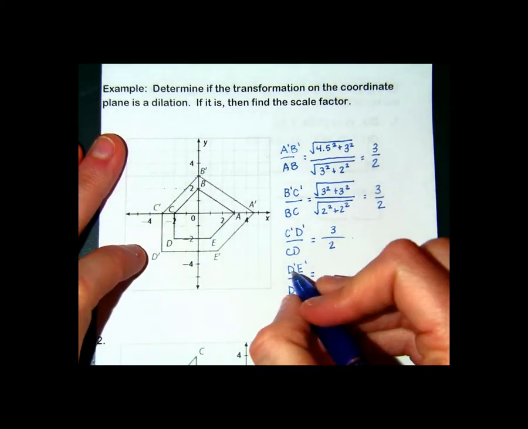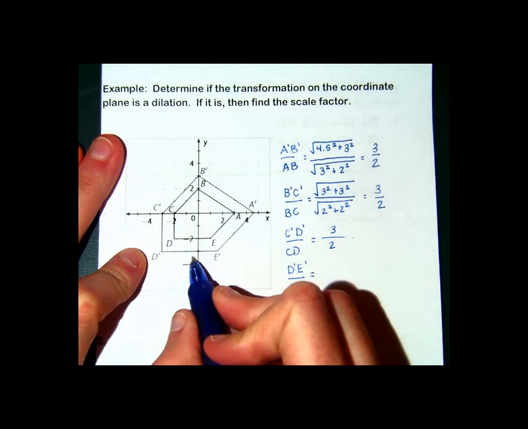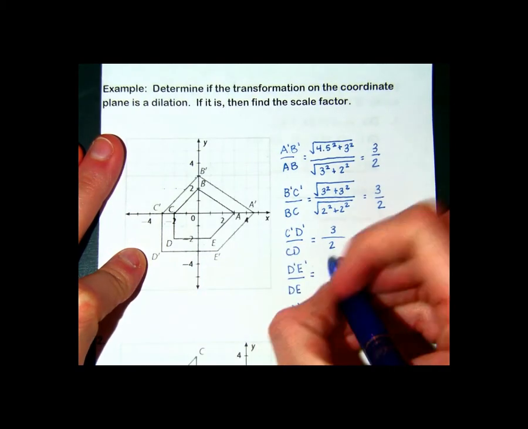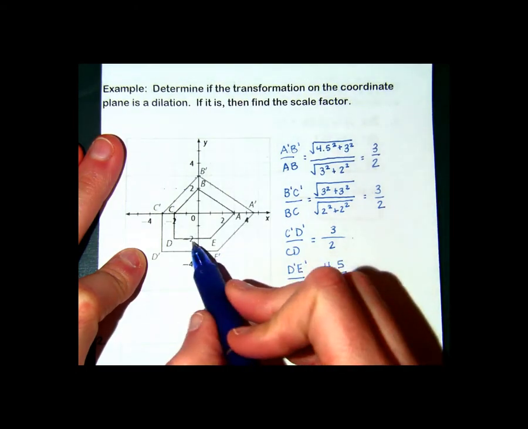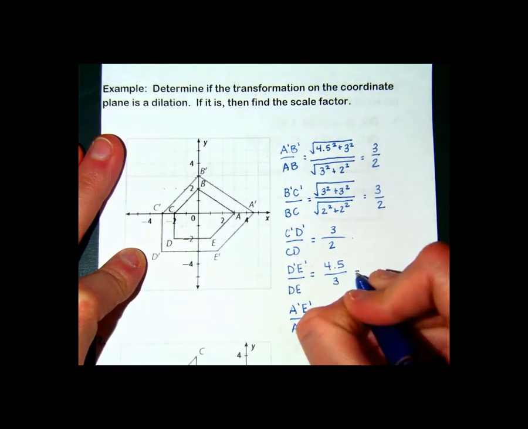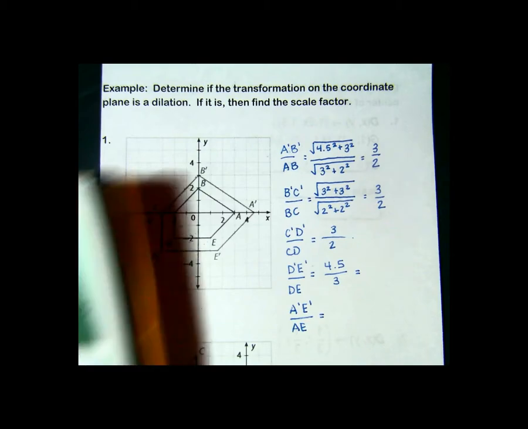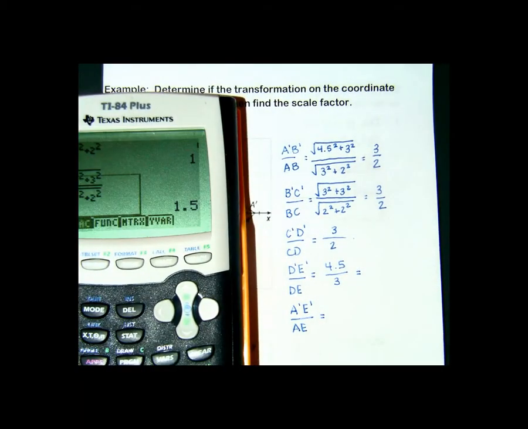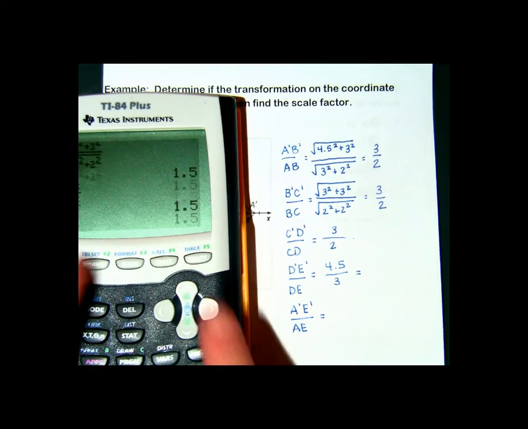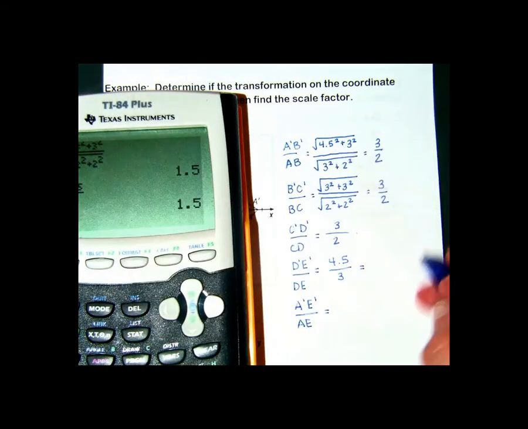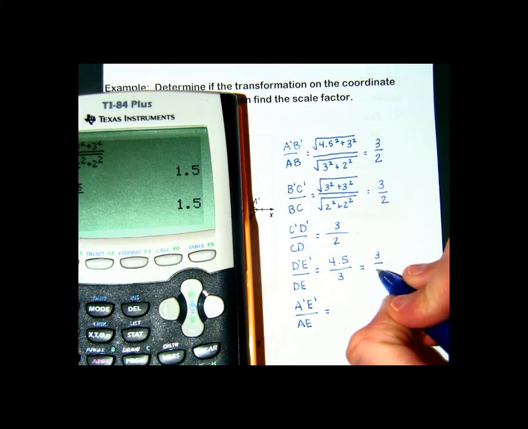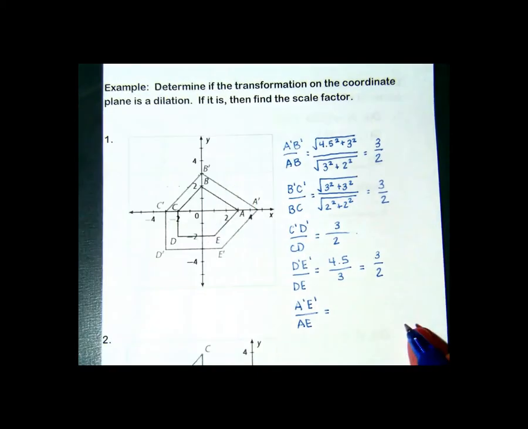Okay, now let's look at D prime, E prime. I've got 1, 2, 3, 4, and a little half there, so 4.5 over 1, 2, 3. We do need to reduce that, just to check. If you set it up as a fraction to begin with, it will always give you a fraction out, or I said that and then it won't. If you have a decimal in there, it always gives you a decimal. 3 over 2. So we're good there.